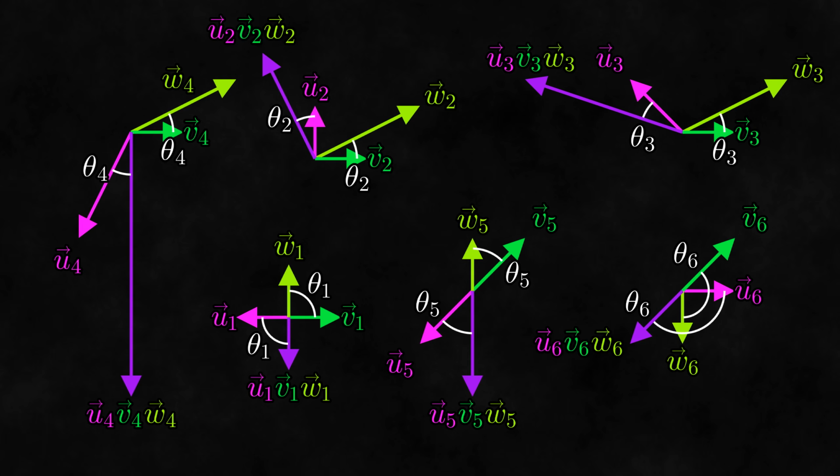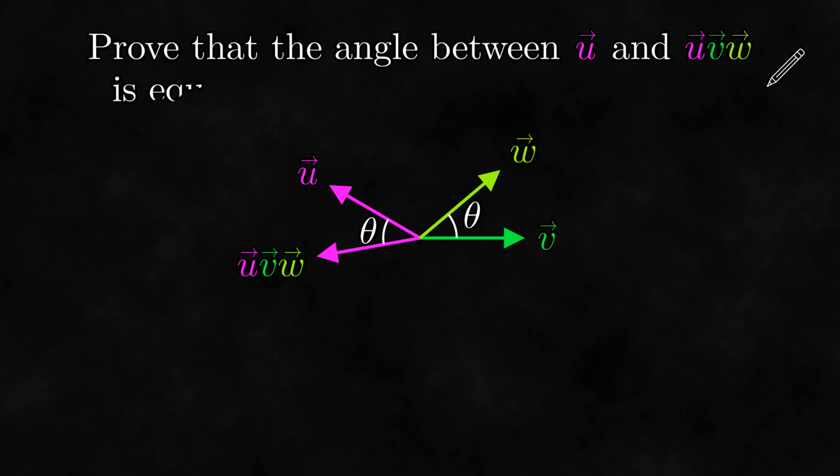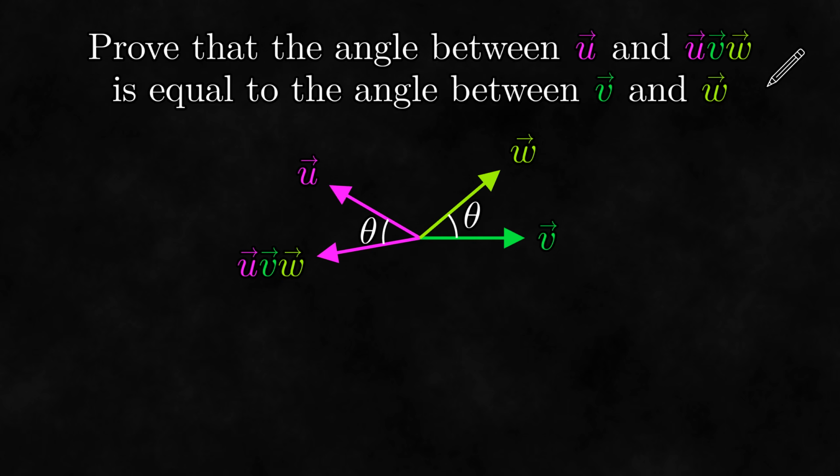But how do we know that this is always true? It was true in all the cases we looked at, but to know that it's always true, we need a proof. You may have tried to prove this already while doing the exercise, but if you haven't, try to do it for yourself first. See if you can find a reason that the angle between u and uvw is equal to the angle between v and w.